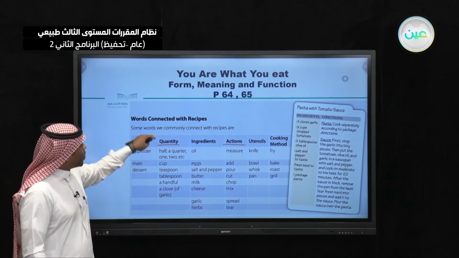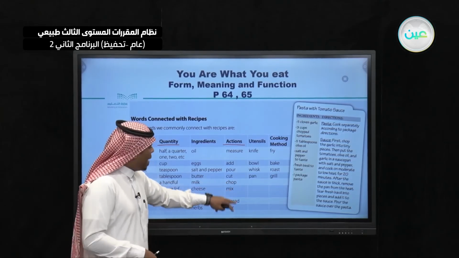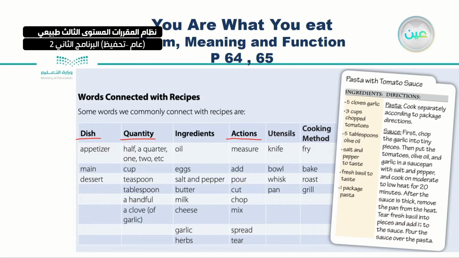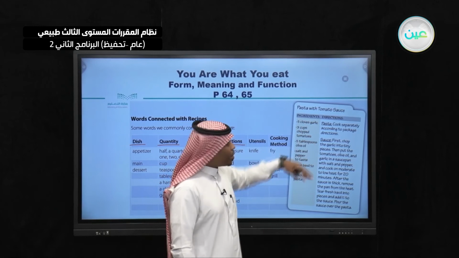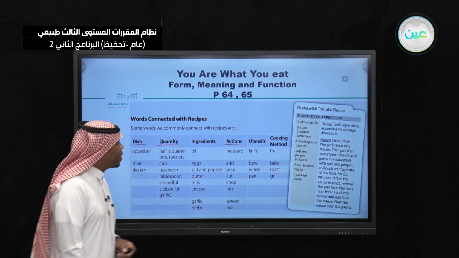Okay. Quantity, of course, we have half, quarter, cup, teaspoon, and so on. Ingredients, we talked about this one. Actions, what we are going to do with this one: measure, add, also chop, mix, spread, or something like that. We have knife, also bowl, and so on. The cooking method, we talked about frying, grilling, baking, and so on. As you can see here, the pasta with tomato sauce, this is an actual recipe you could use, for example, doing what? Doing the pasta, okay? Very good.